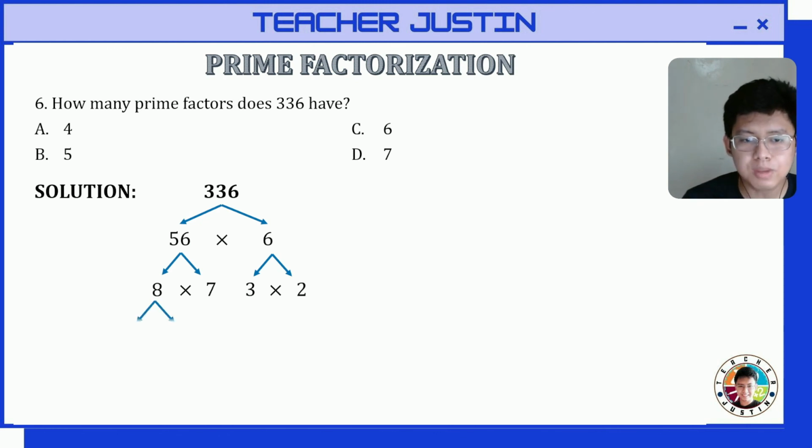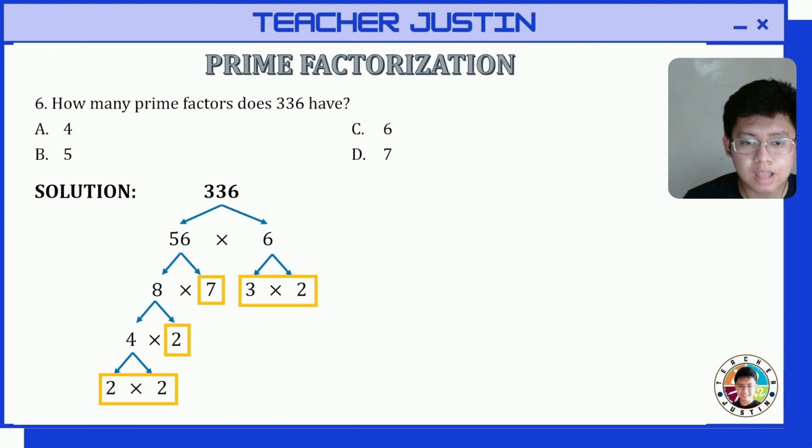Okay. So, si 8, pwede pa natin siyang i-factor. So, 4 times 2 yung factor ni 8. At si 4, pwede pa natin siyang i-factor na 2 times 2. Okay. Since wala na tayong pwedeng i-factor, let's copy all the prime factors or encircle or i-box natin yung mga prime factors natin. So, meron tayong 2 times 2, times 2, times 7, times 3, times 2. So, bilangin natin lahat ng prime factors. Meron tayong 1, 2, 3, 4, 5, 6. So, we have a total of 6 prime factors. So, to answer this item, it will be letter C, 6.